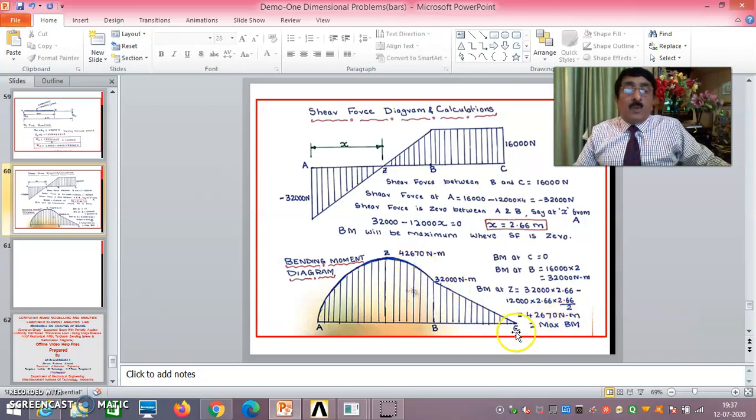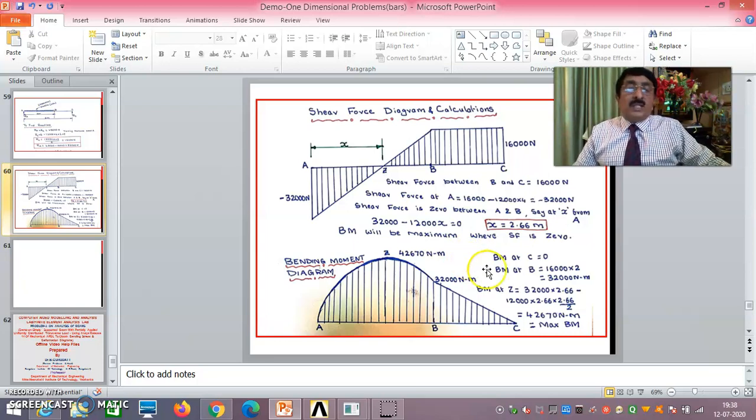That is why now at C it is 0, at A it is 0, at B it is 32,000, at Z it is 42,670. From C to B you join by a straight line. From here it is a parabolic curve. At A it is anyway 0, at Z it is 42,670 Newton meter. This is maximum here. This you have to show, approximately what you draw. This is a very good problem from the examination point of view because they'll ask you to find it theoretically as well as using Ansys.